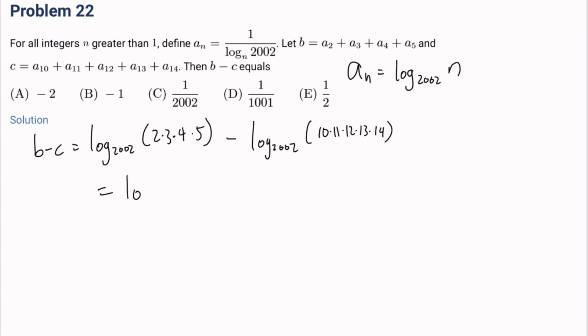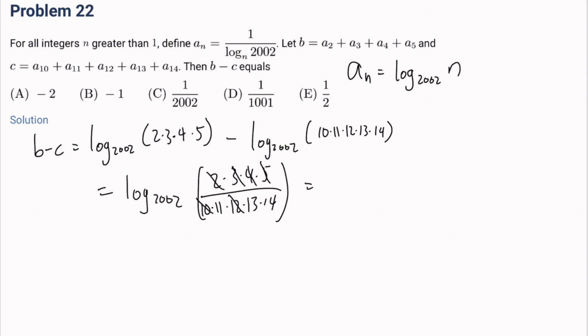So this is equal to log 2002 of 2, 3, 4, 5 over 10, 11, 12, 13, 14, right? And so these two are going to cancel, and 3 and 4 are going to cancel. So this is log 2002 of 1 over 11 times 13 times 14, which is 2002, as we saw. So this is 2002 to the negative first power. This is minus 1, right? Because this thing becomes 0, and this is all that's left. So it's minus 1. The answer is B.